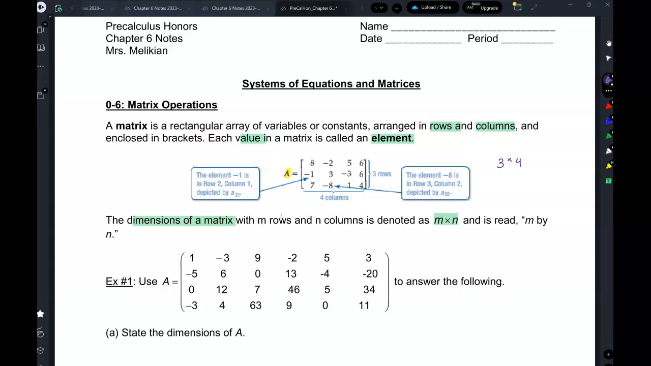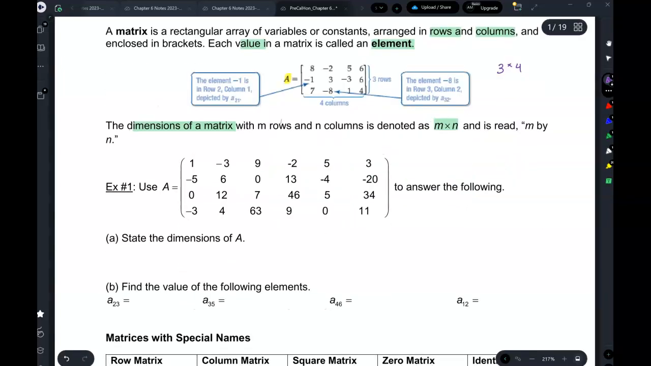Let's take a look at this. This is another matrix A. What are the dimensions of this matrix? It's 4 by 6, right? Never 6 by 4, because that would be a different matrix altogether, and they're not interchangeable. This is a 4 by 6: 4 rows, 6 columns.